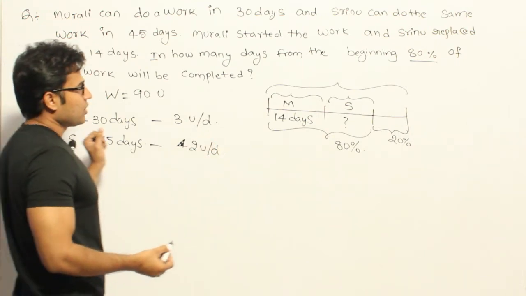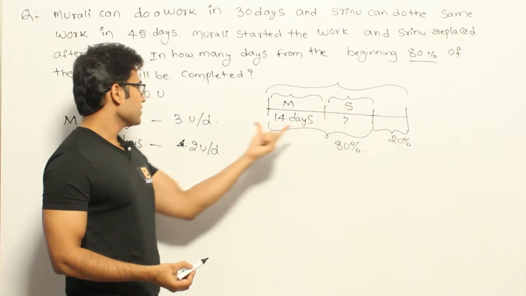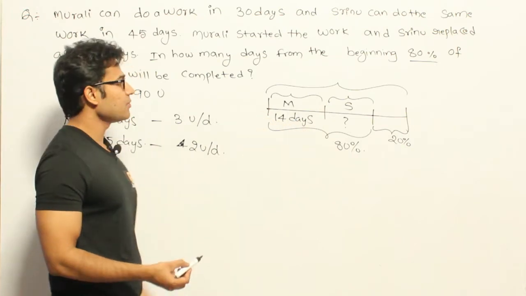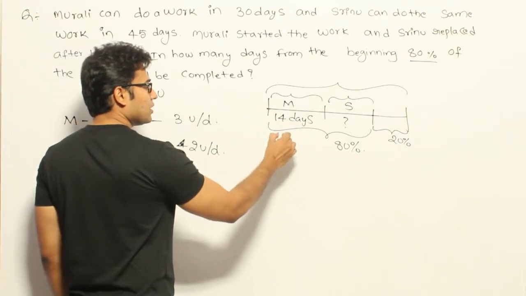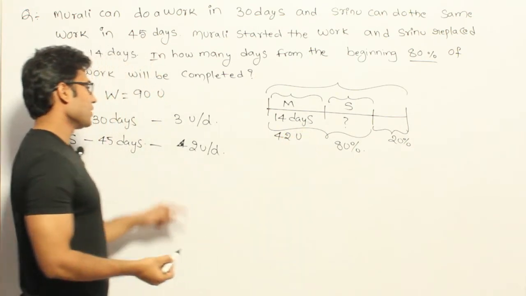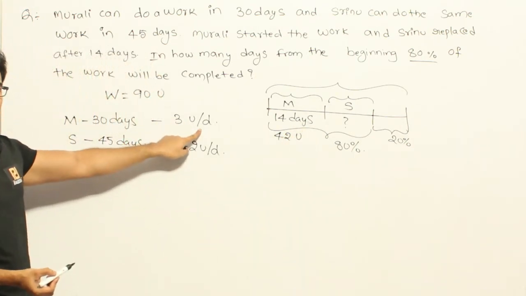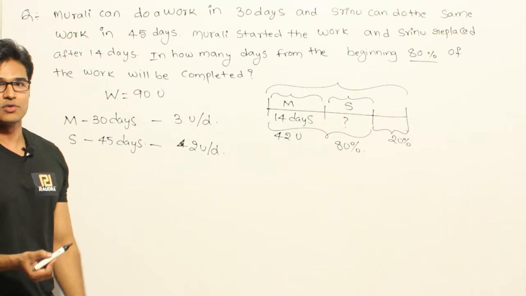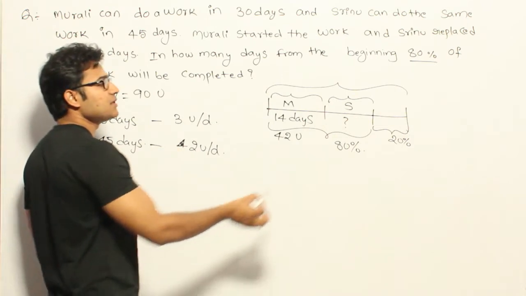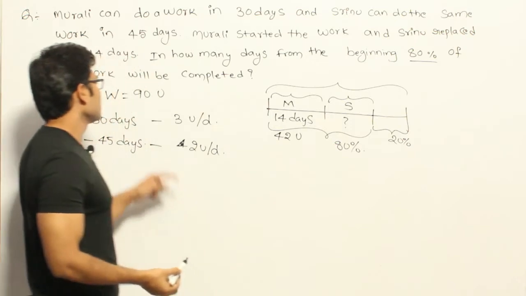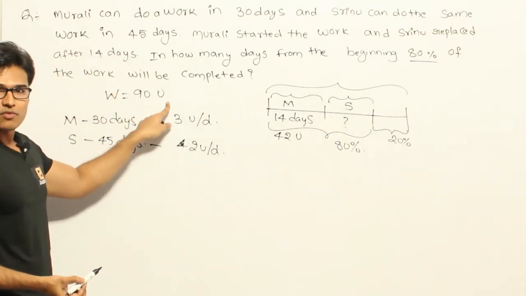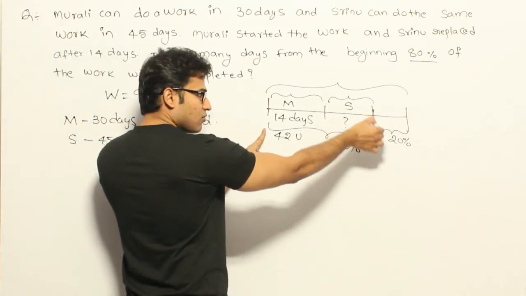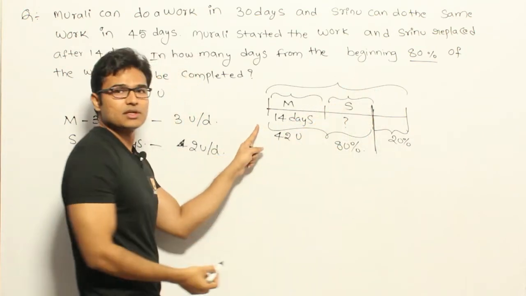Now if you let Murli work for 14 days at a rate of 3 units per day, he will be able to finish 14 into 3, which is nothing but 42. So 42 units will be finished by Murli. Why? See this. He is able to finish 3 units per day and he has worked for 14 days. Therefore, the total amount of work he finished is 3 into 14, which is 42 units, right? And now what is the amount of work remaining? If you see this, we are not worried about 90 units of work. We are worried about only 80% of the work. Why? Because only till this point we want to finish, right? We need not finish till 90.